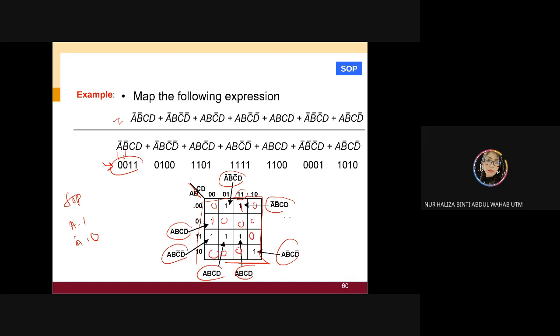You can also come out with an example like this. This is for POS. What am I going to get? A plus B plus C plus D. My value of A is 0, so 0 will be A. My B is 1, so I'm going to put bar. C is also bar and then D is 0. And this is my POS for this cell. You can try to do the rest.